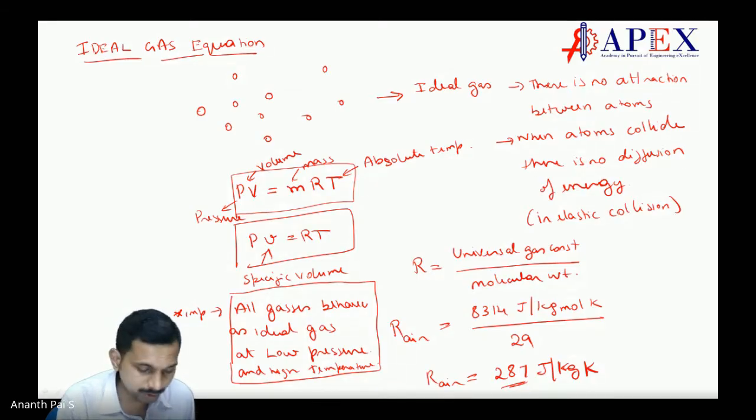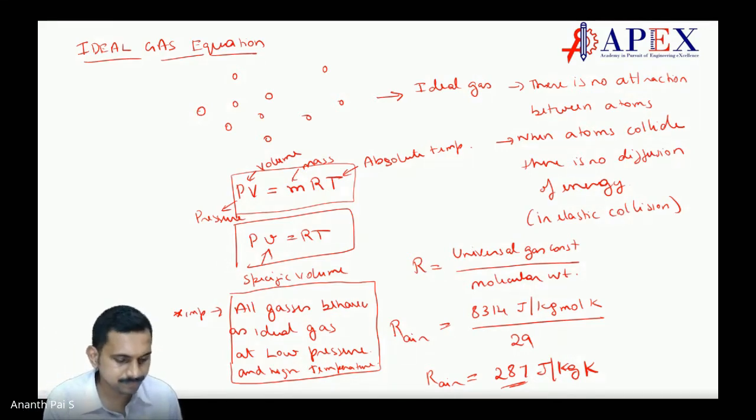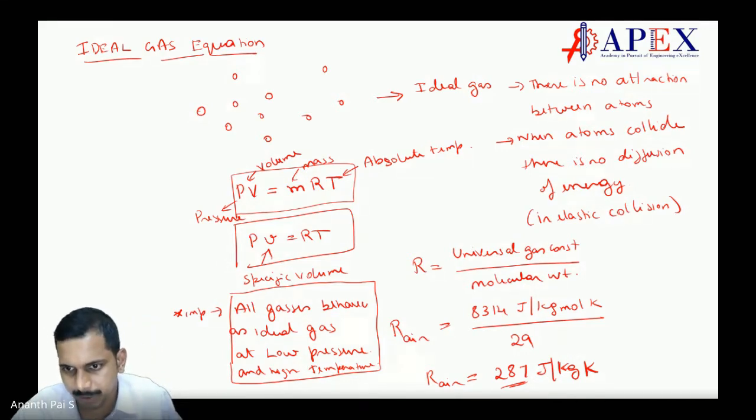Sir, the unit of molecular weight is in mole? The unit of molecular weight is kg per mole. Kg per kg mole. Correct. The unit of molecular weight is kg per kg mole.